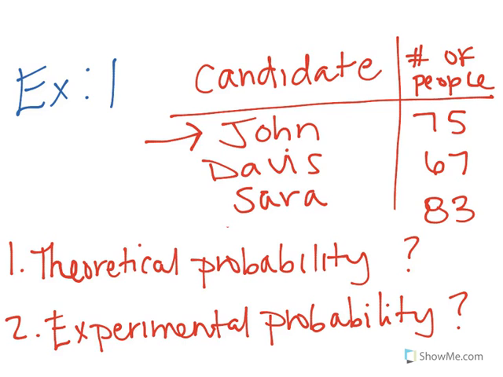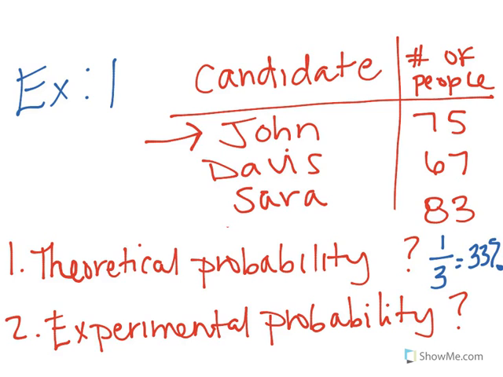Okay, so when I think of theoretical probability, I'm thinking, in theory, what is he expected to win? So there's 3 people running. So John has 1 out of 3 chance of winning. So we can say the fraction is 1/3, or we can say about 33% chance of winning because he's 1 out of 3 candidates running. However, experimentally, let's see if that was the case.